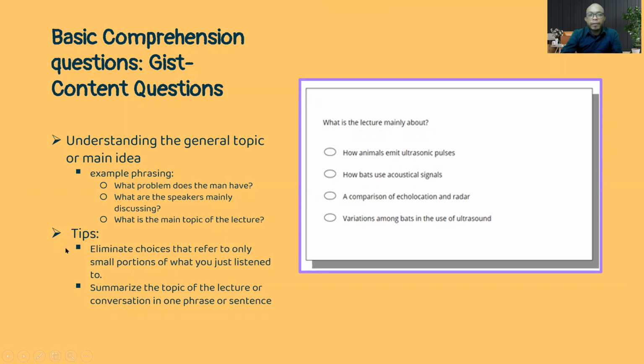And then the tips for this: the first one is you need to eliminate choices or options that only cover a small part in the listening, making it a minor idea, not the main idea. And then you need to summarize the topic of the lecture in one phrase or sentence. Sometimes if you challenge yourself to do that, and you understand the listening, you will be able to find something that is similar in the options.